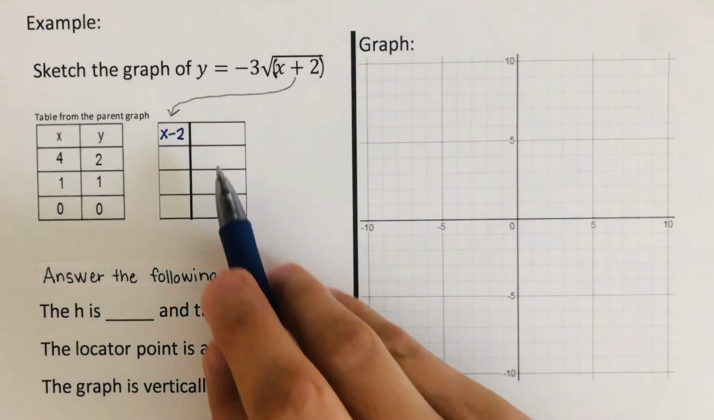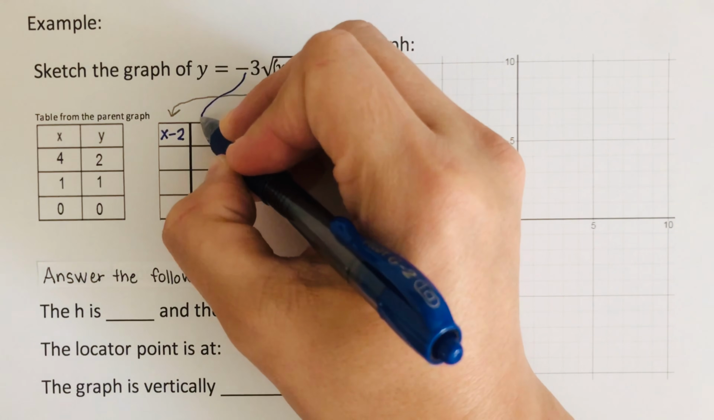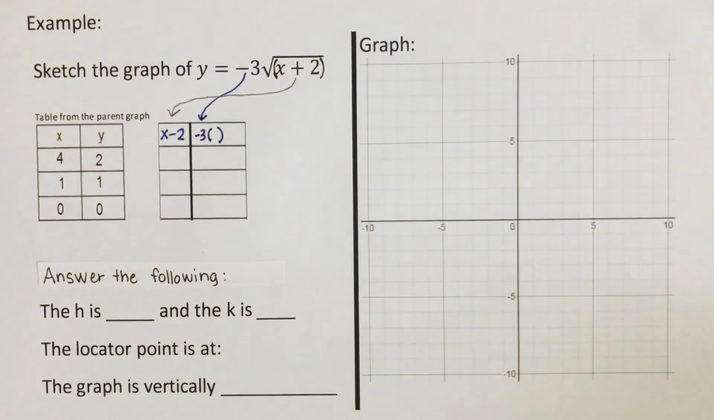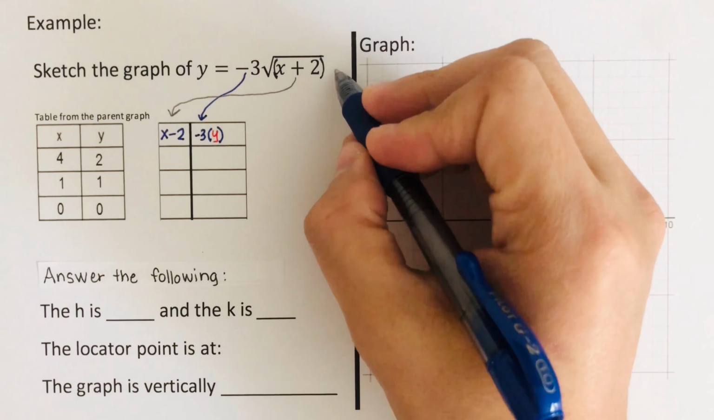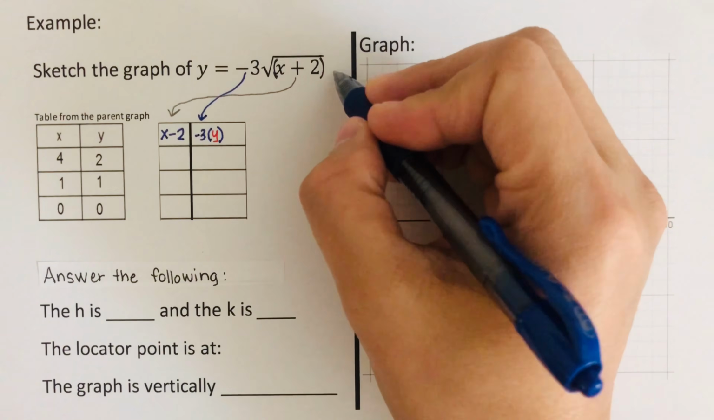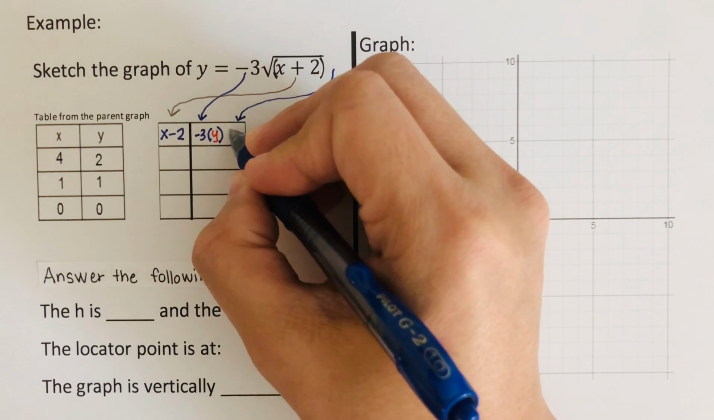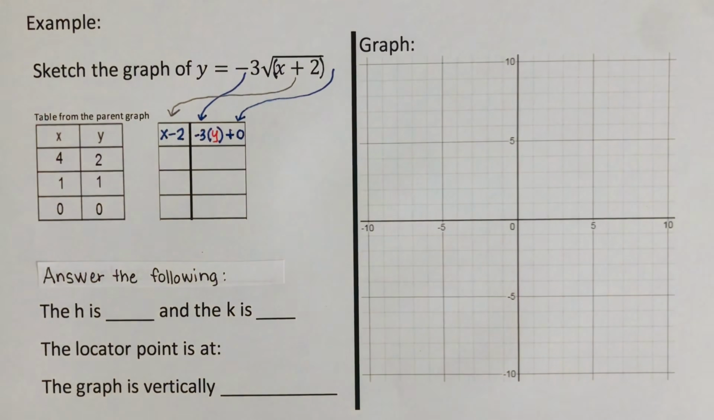And then for this column right here, we're supposed to use the a. So we're going to write the a first. That's negative 3. Then we put in the y value. And then the k here is 0. So we can just go ahead and add 0 to this, but we don't really need to add 0. Any number added with 0 is the same number.